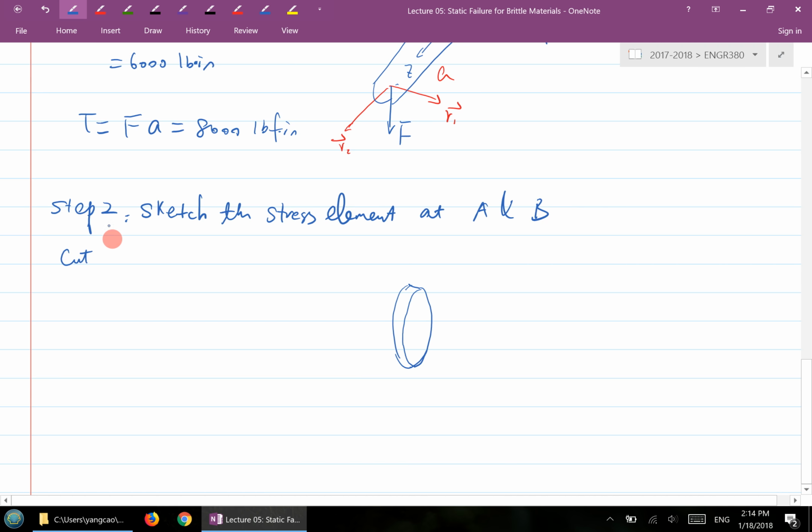So cut a cross section in front of the wall, just in front of the wall there. This side is the wall and this side is the cross section.